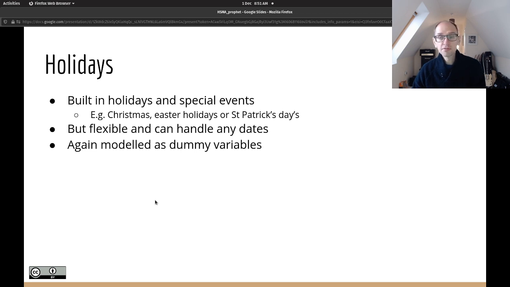And then holidays are also very easy to use with Prophet. We have built-in holidays and special events. So for example, Christmas is on its way. It's really easy to model Christmas with Prophet. It has all of those for different countries within there. If you're using international data, more likely you'll be using UK data. And all of that is built in there, very easy to use, and we'll learn how to do that. But it can handle any date. You know, it's just another dummy variable within the model, and you can add your own manually to the model. That's no problem at all.